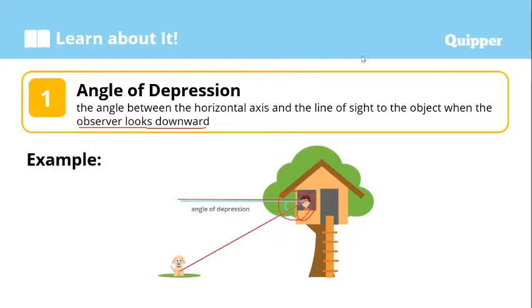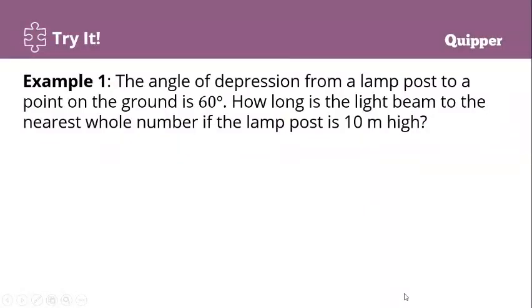Let's have examples. Number one, the angle of depression from a lamppost to a point on the ground is 60 degrees. How long is the light beam to the nearest whole number if the lamppost is 10 meters high?